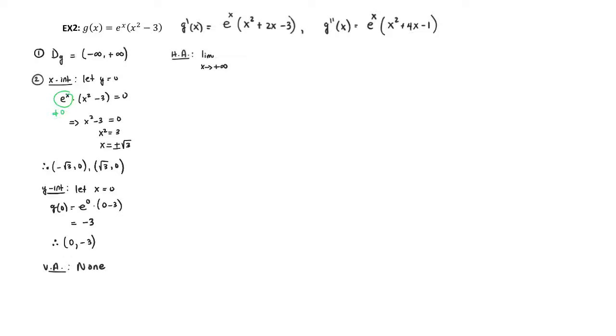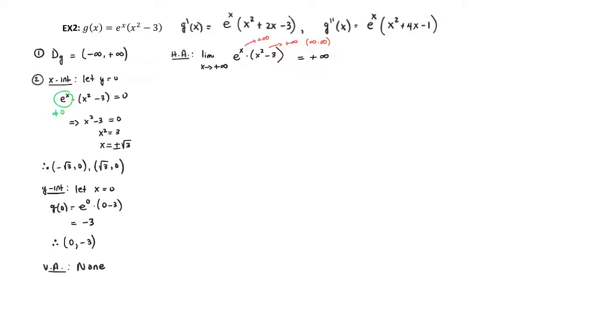So the limit as x approaches positive infinity of e to the x times x squared minus 3. Notice that as x goes to positive infinity, we know that e to the x goes towards positive infinity. And we know that x squared minus 3 goes towards positive infinity. So when I multiply two quantities that tend to positive infinity, the product goes to positive infinity. So in other words, having infinity times infinity, that is not an indeterminate form. I know that this limit will be positive infinity.